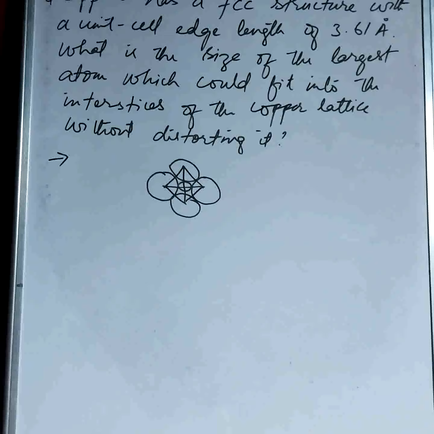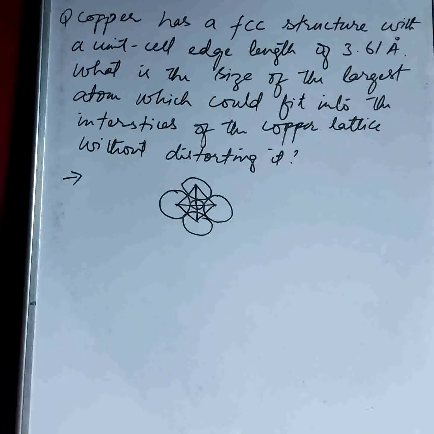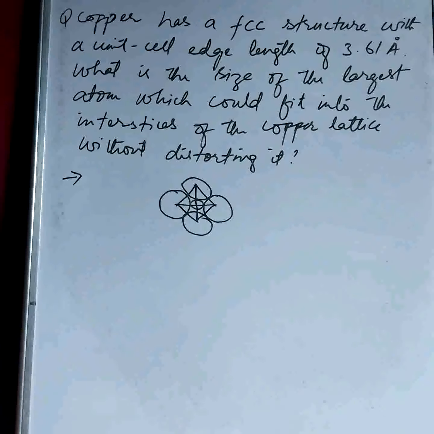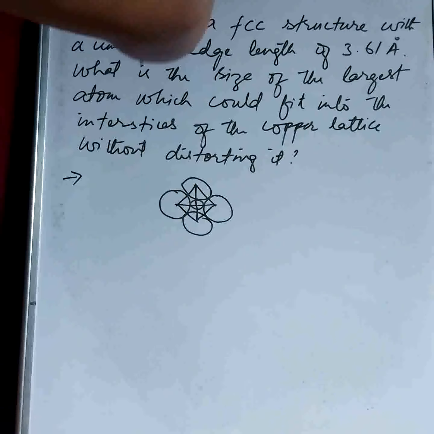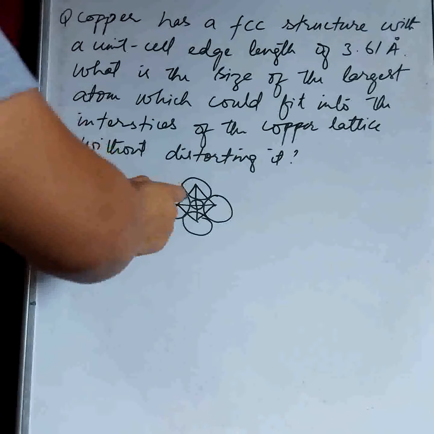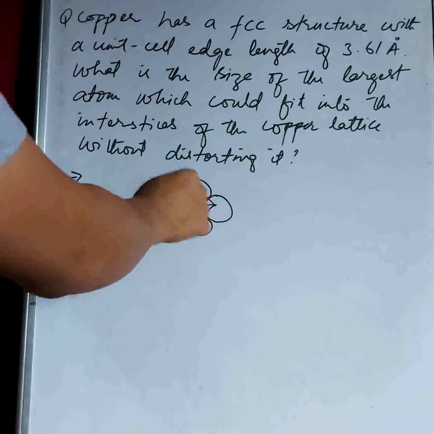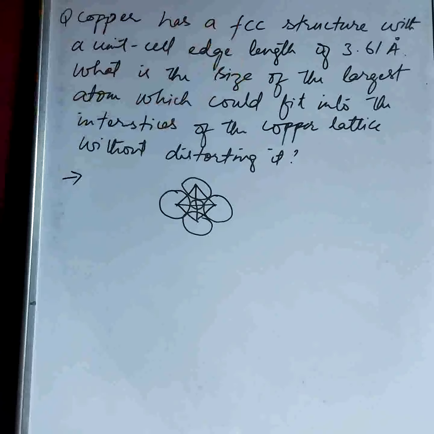So here's a question. Okay, now I've adjusted. So copper has a face-centered cubic structure, and they've given us the edge length of 3.61 angstrom, and they are asking us what is the size of the largest atom, that means this one, which could fit into the interstices, the empty space of the copper lattice, without distorting it, without disturbing the structure.